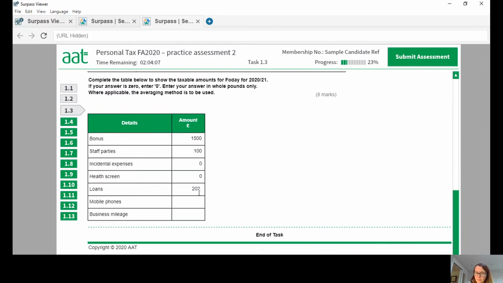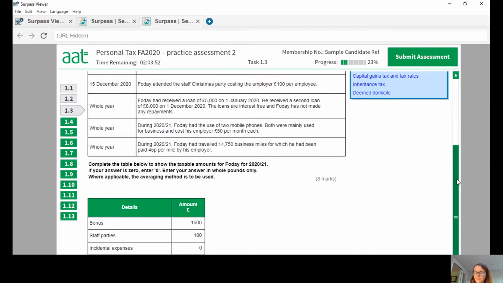Oh, incidentally, on that last one, in the calculator, it actually comes up as 202.5. With tax, just always round down. They have said that they'll give it either way, but just generally, if you round down, then you're more likely to be correct. Right, mobile phones.